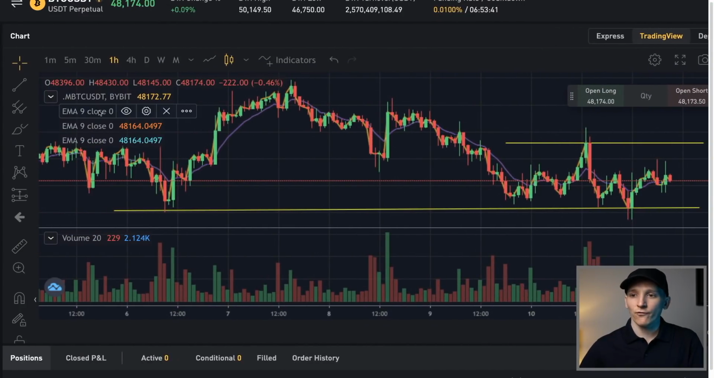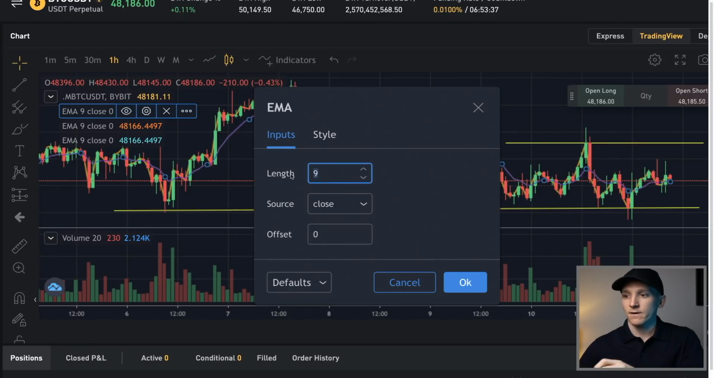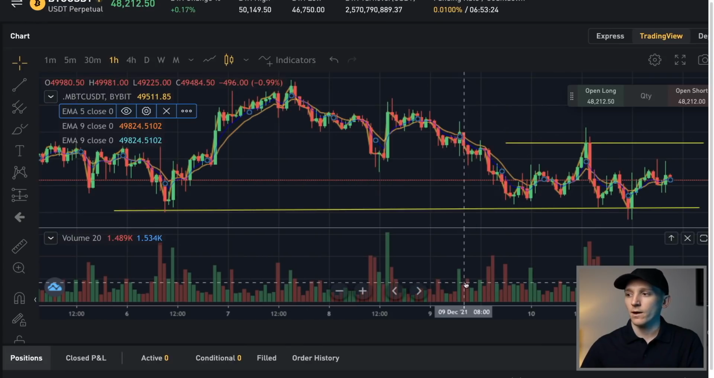And what I want to do is go 5, 8, 13, sorry. So I'm just going to change these settings. I'm going to go 5 period moving average. Now I'm using the 1 hour chart, so each candlestick is 1 hour in length. So a 5 period moving average is obviously 5 hours, right? So we're going to go okay on that one.